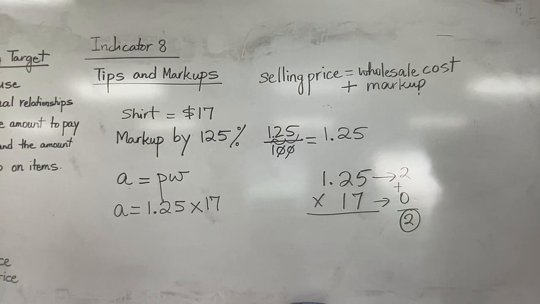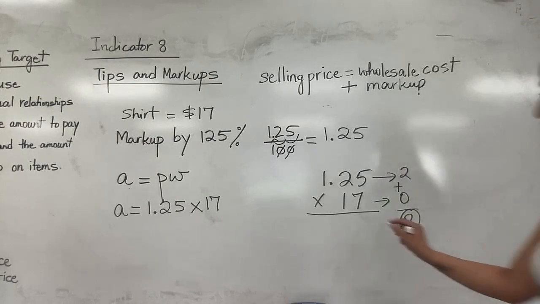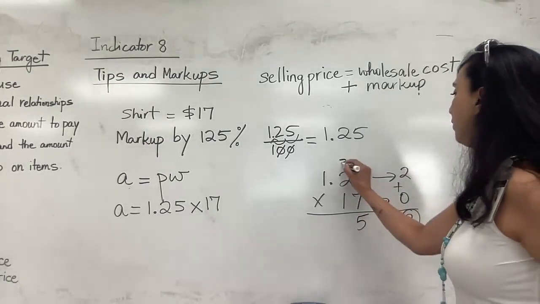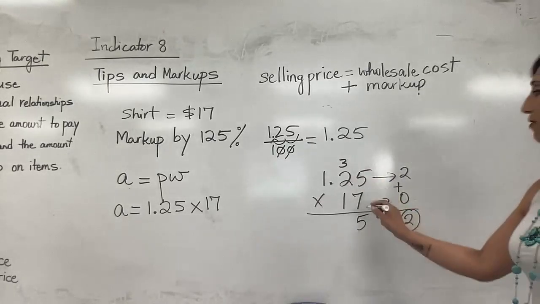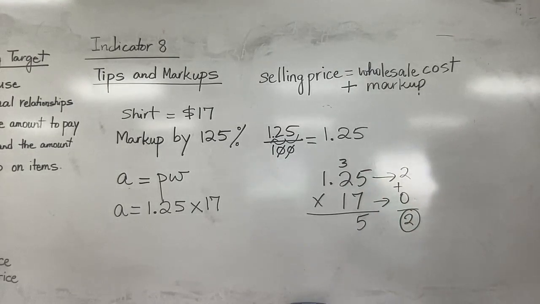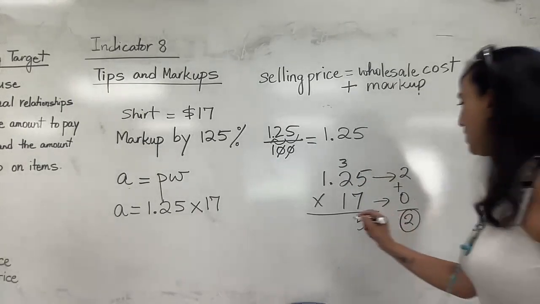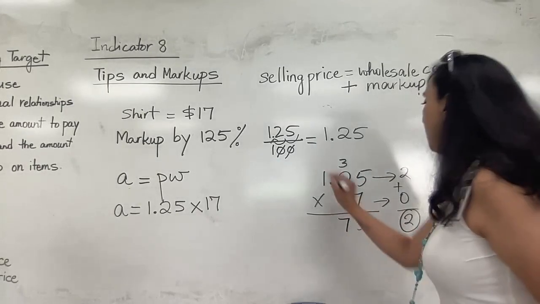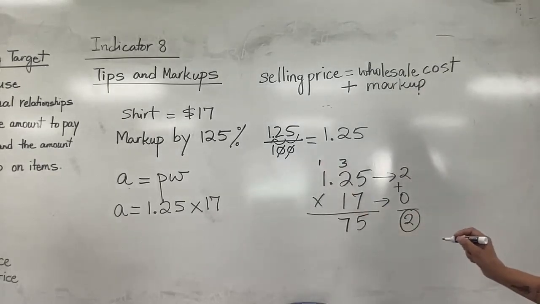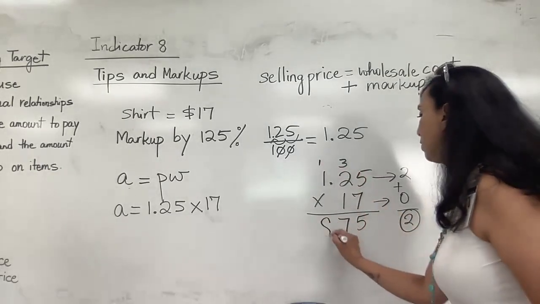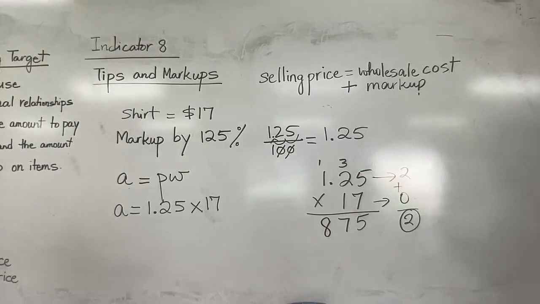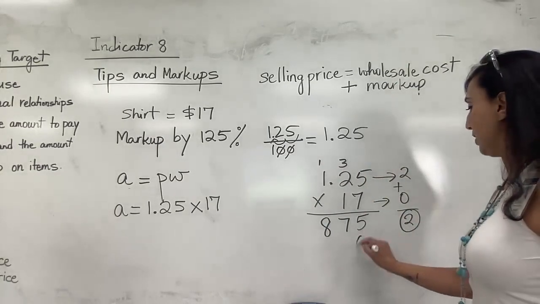Okay, so 7 times 5, I have 35. Carry over 3. 2 times 7 is 14, and I have plus 3, so 17. Okay, plus 1. 7 times 1 is 7 plus 1. So I have 875 over there. And then I annex a 0.